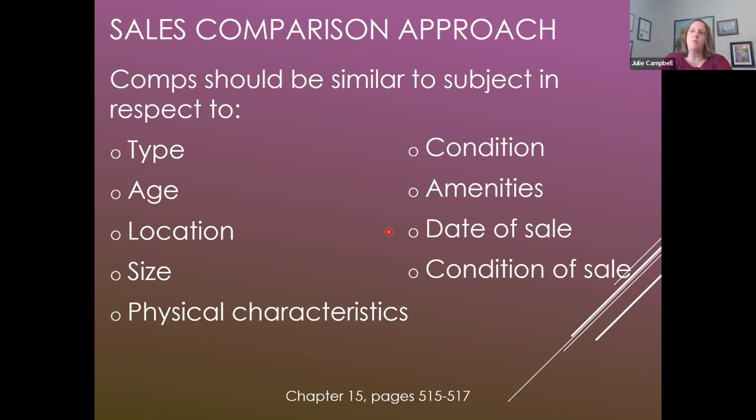Size of the property: what's the square footage of the building, and what's the lot size? Those are things we're looking for, something similar. Physical characteristics, man, we could go on and on with these. How many bedrooms? Is there a garage? Is there a fireplace? Is there a porch? Is there a deck? Is there a pool? We're not going to be able to find exact matches, but we can look for similar features and physical characteristics.